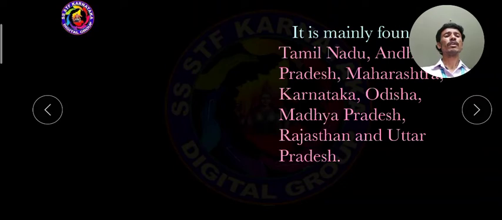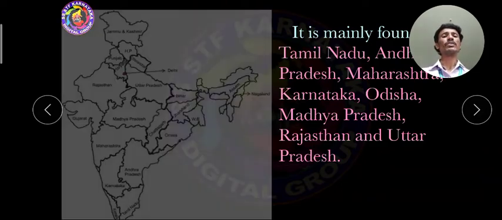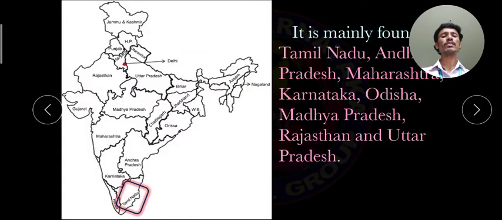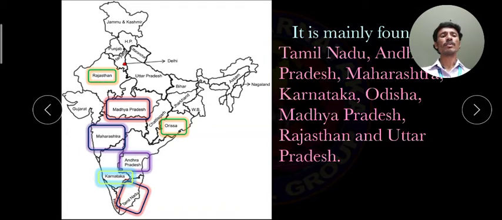So dear students, it is mainly found in Tamil Nadu, Andhra Pradesh, Maharashtra, Karnataka, Odisha, Madhya Pradesh, Rajasthan and Uttar Pradesh. These are some of the important places where we can find this type of irrigation.